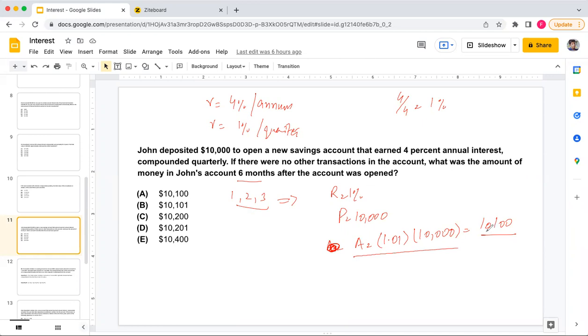So this is 10100. Now for the next 3 months, 4, 5, and 6, right? Again, interest is 1%, and now the initial amount is 10100. So what is the final amount? This will be 10100 into 1.01, and that came out to be 10201. Simply D.